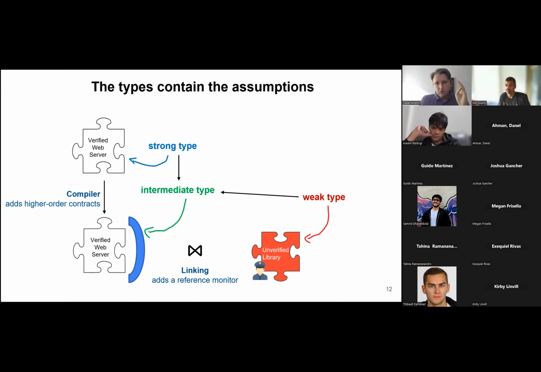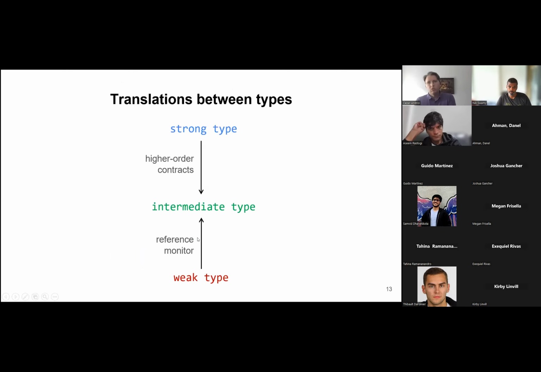the source web server expects a library of a strong type that contains assumptions. After compilation, it will expect a library that has an intermediate type that has fewer assumptions. And the reference monitor will add some specs to this weak type. And let's see how. So this is only looking at the types.